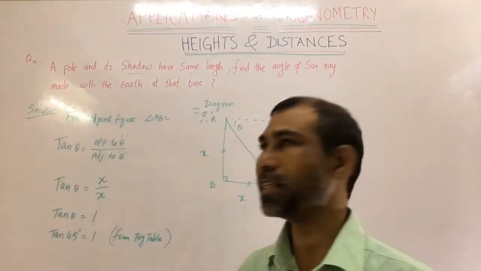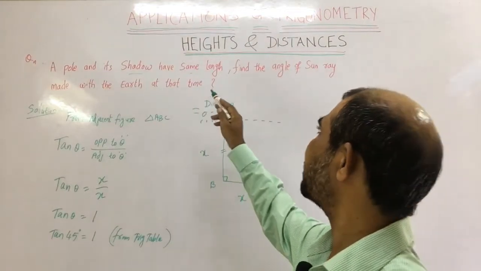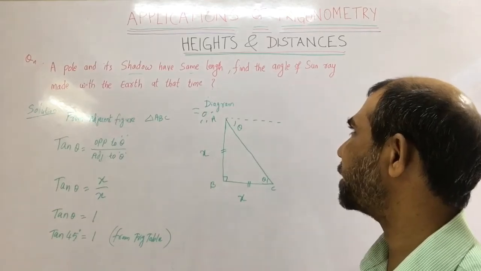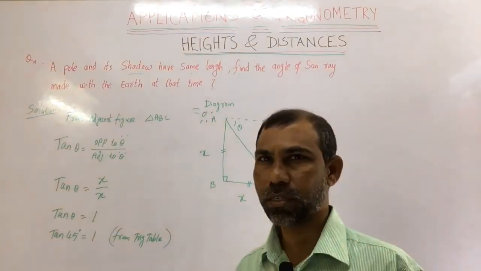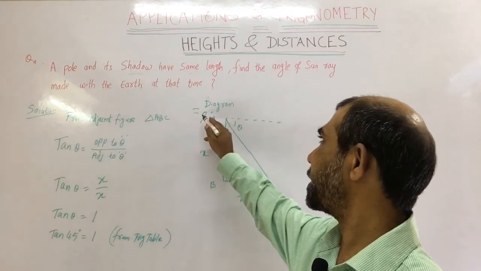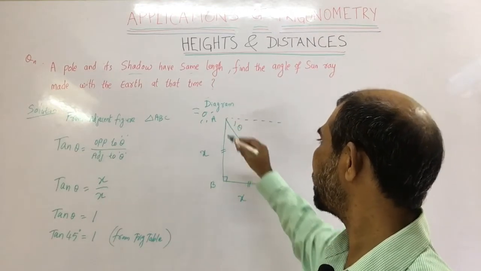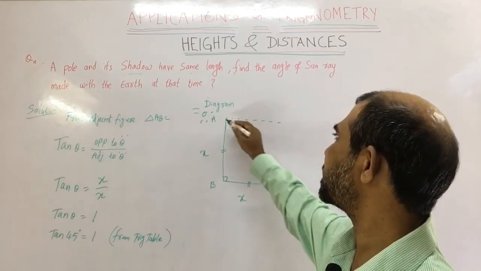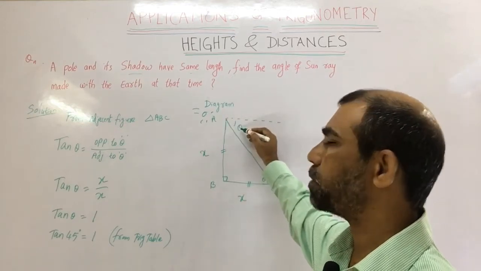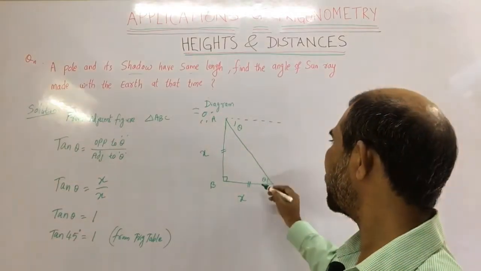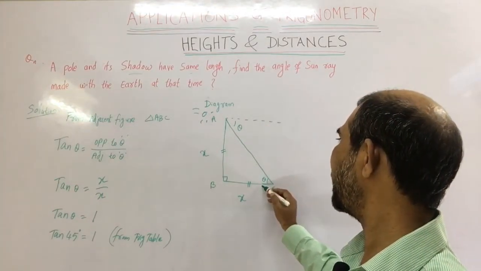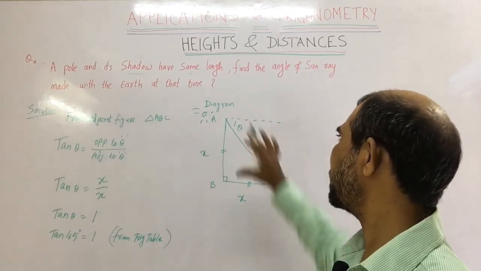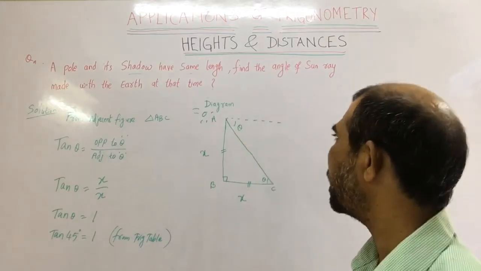Here we have another question. A pole and its shadow have the same length. Find the angle of the sun rays made with the earth at that time. We need to draw the diagram first. Assume that this is the sun, and this is a horizontal parallel to the ground, making an angle of theta, the angle of depression. The same angle you can see in the triangle ABC also, because these are alternate interior angles. This is parallel and this is transversal.